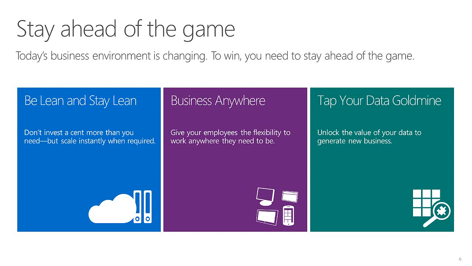The first one is around Be Lean and Stay Lean. This is the first of the 3 pillars in the campaign, and really focuses on how to make maximum use of your technology investments. It focuses on virtualization and server consolidation, as well as modernizing your storage infrastructure using things like storage spaces, and just understanding what you can do with the modern operating systems that we have.